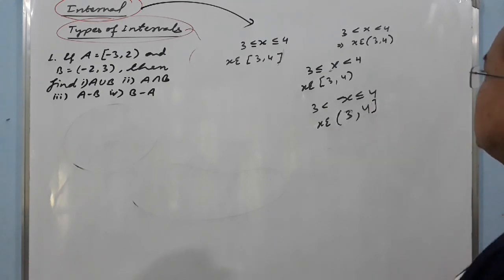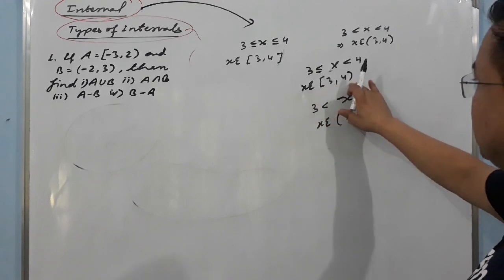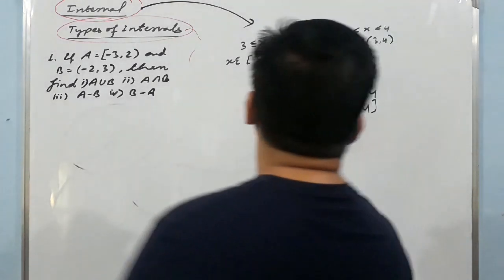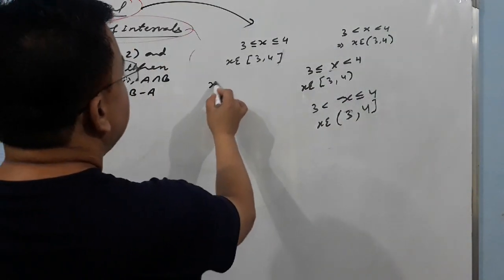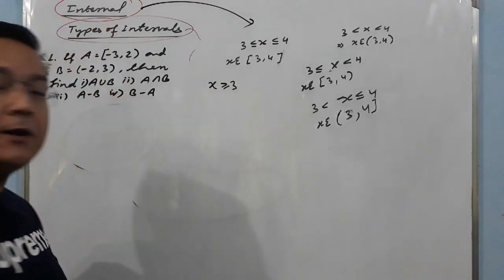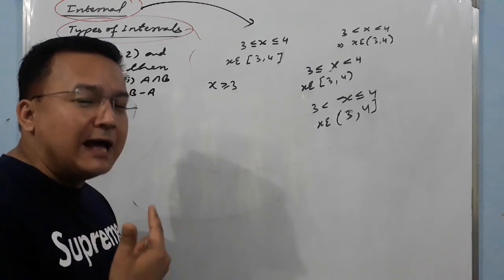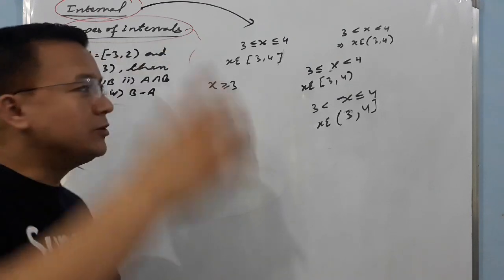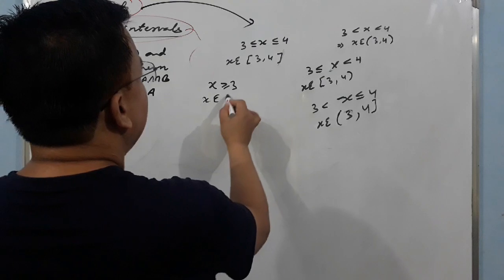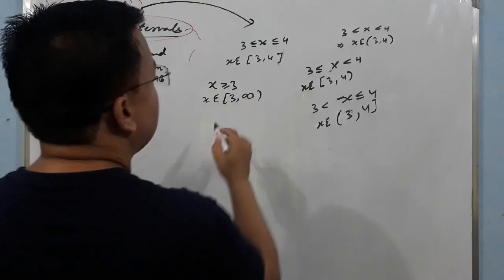This is a left open or right closed interval, and this one is a left closed or right open interval. Now if we have x greater than or equal to 3, it means all values greater than 3 are included. So you may write x belongs to [3, infinity).